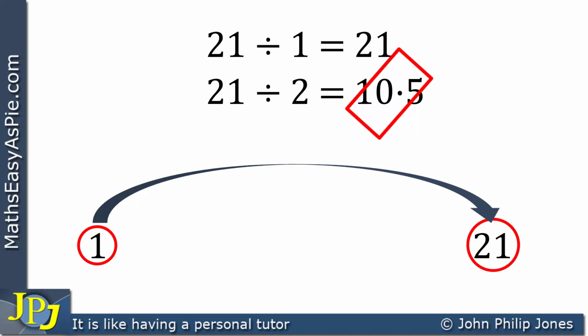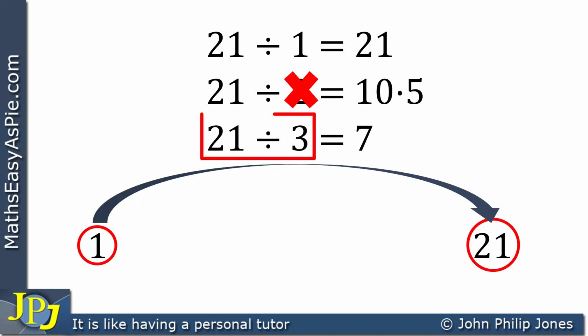Now, the fact that the 10.5 is not a whole number means that the 2 is not a factor of 21. Consequently, it cannot belong to a factor pair. So far, I have divided 21 by 1 and 2. The next thing to divide it by is 3. You can see I'm going in the sequence 1, 2, 3. So let's have a look at that.